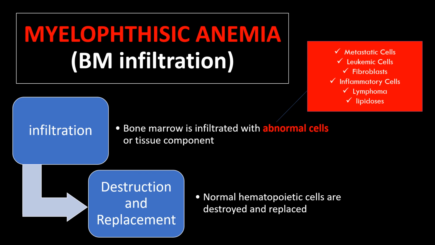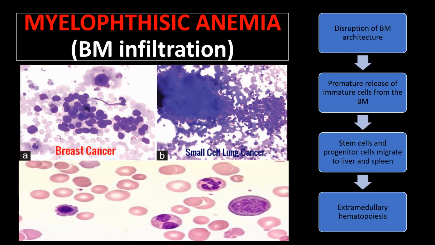So if there is infiltration of abnormal cells or tissue component, this will eventually result in destruction and replacement of the normal hematopoietic cells that create the red blood cells, the white blood cells, and the platelets. So this will cause pancytopenia, eventually leading to bone marrow failure. So when there are abnormal or malignant cells in your bone marrow, for example, in this case, breast cancer and small cell lung cancer cells that infiltrate the bone marrow, this causes bone marrow architecture disruption. And then this would eventually lead to premature release of the immature cells, your stem, your progenitor, your stromal cells from the bone marrow. And then they migrate to the spleen and the liver.